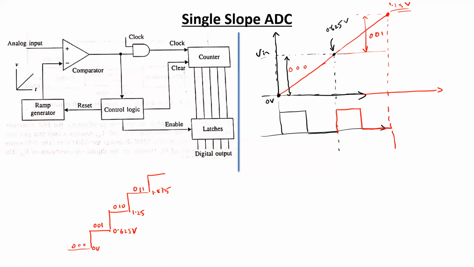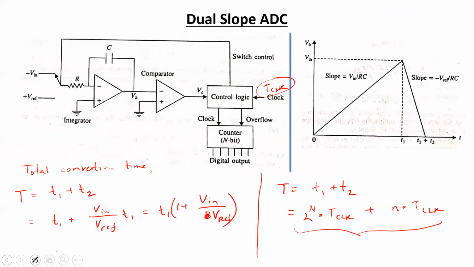Sir, I have a question in dual slope ADC. Okay, you can ask your question. Can you go to the slide, sir, for dual slope? This one? Yes, sir. Here I understood the positive slope part, but I don't understand why the negative slope part starts from V in. Shouldn't it have started from the baseline 0?